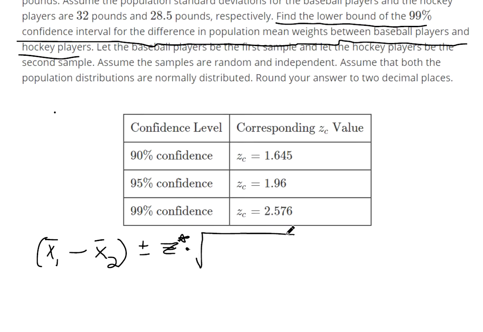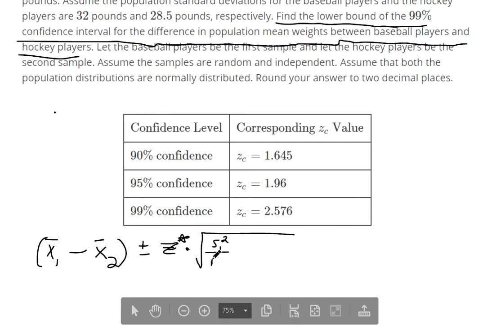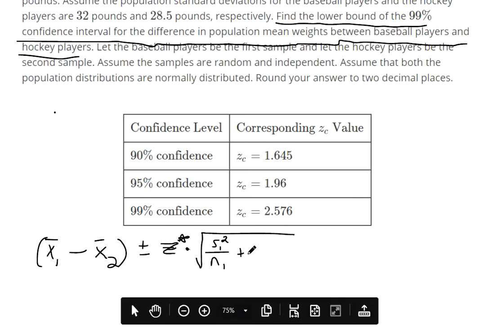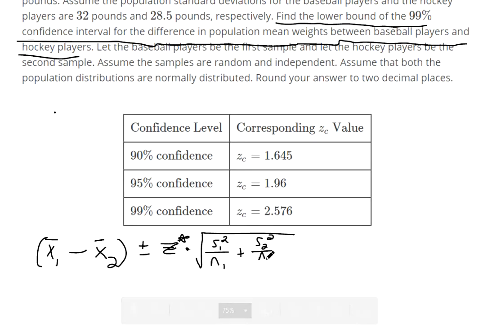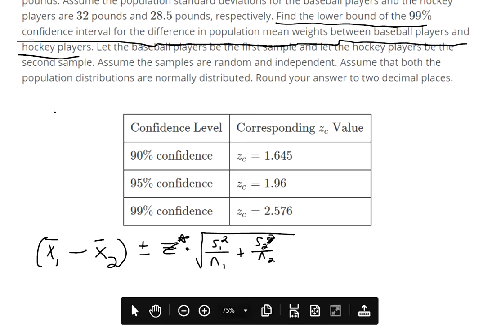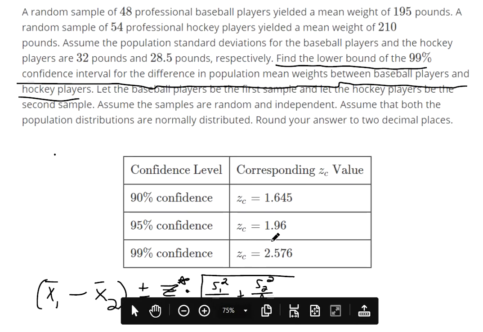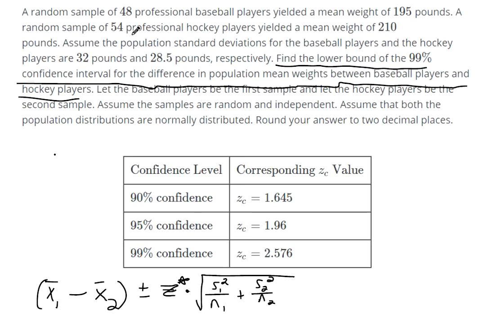You multiply that by the square root of the sample variance of group 1 squared, divided by the sample size of group 1, plus the sample variance of group 2 squared, divided by the sample size of group 2. This is the formula for the confidence interval for two means. Now that we've got the formula, we can just plug things in.